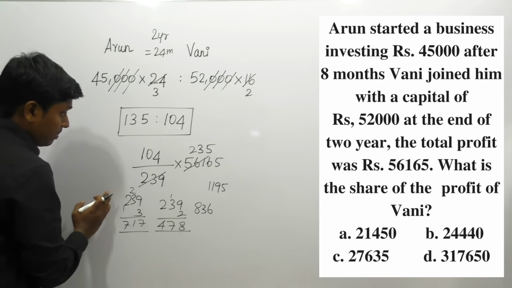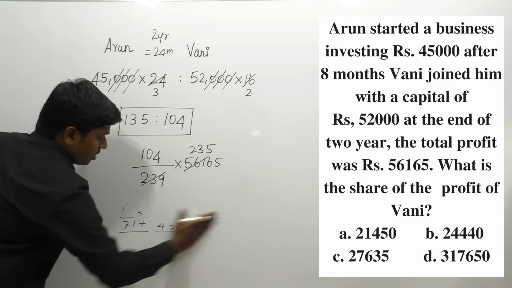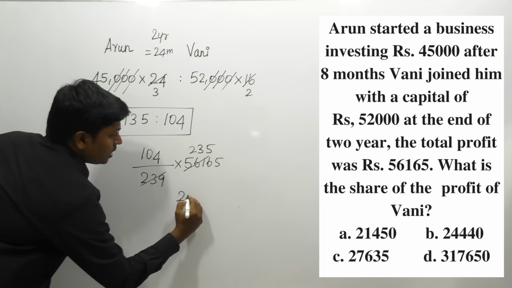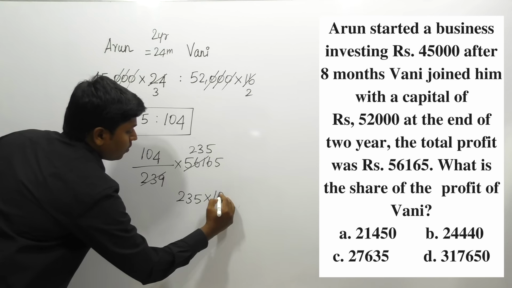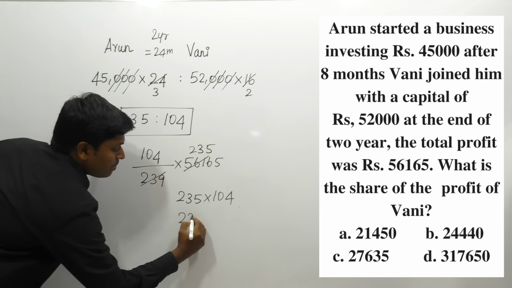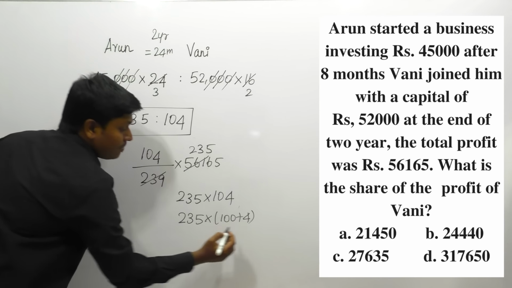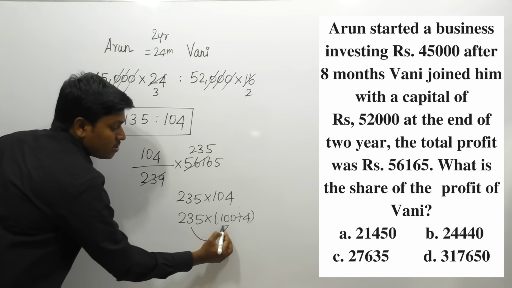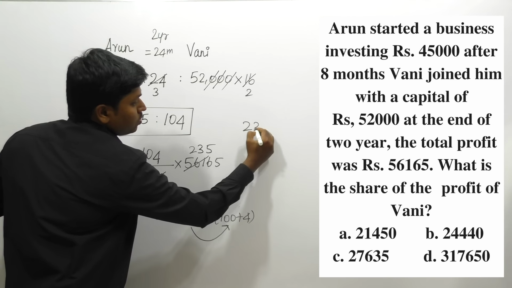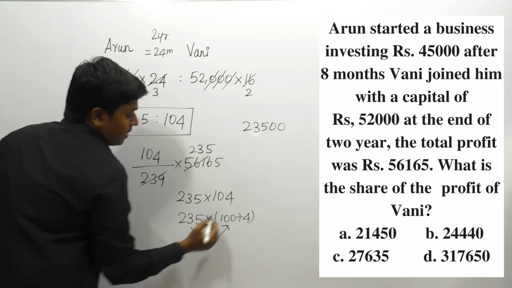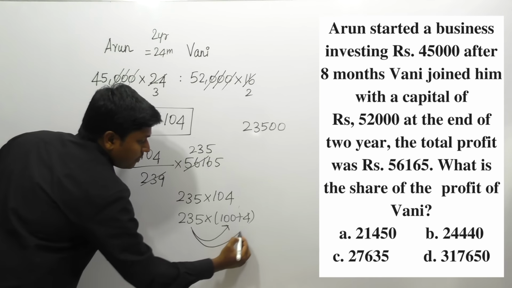So now we need to multiply this, friends. So this will be 235 into 104. Friends, listen here, this can be written as 235 into 100 plus 4, right? So this will be easy, right? First of all, we need to multiply 235 into 100. So 23,500. Next we need to multiply 235 into 4.